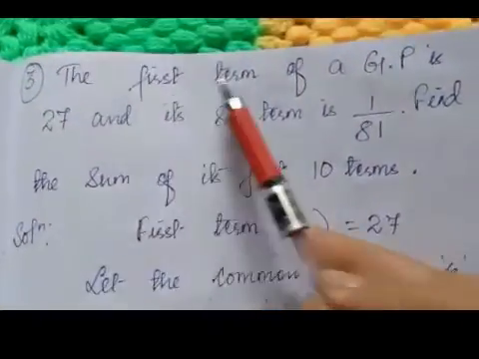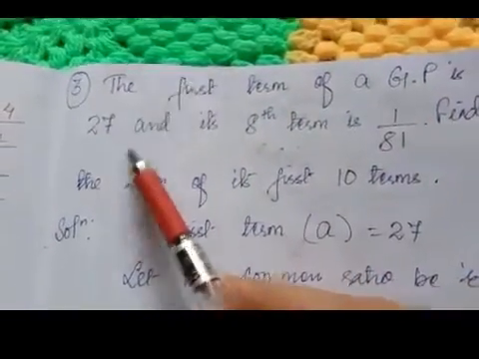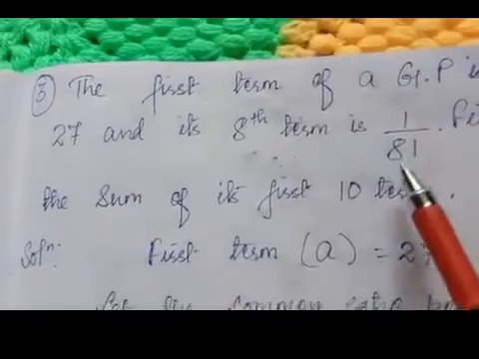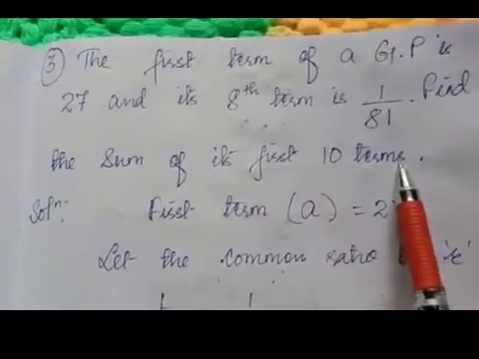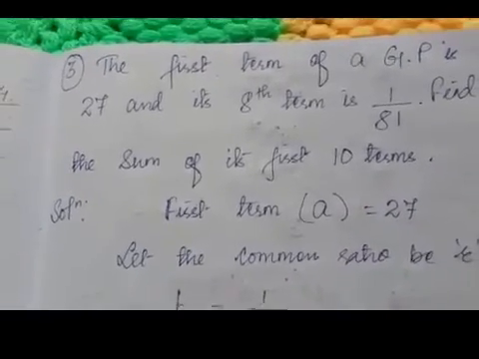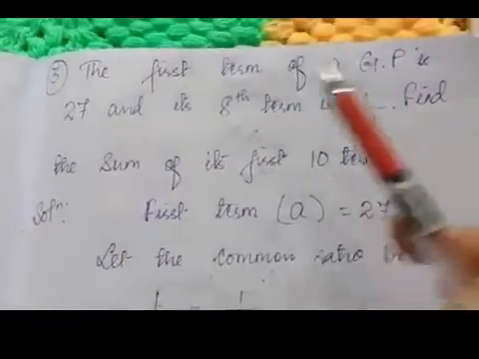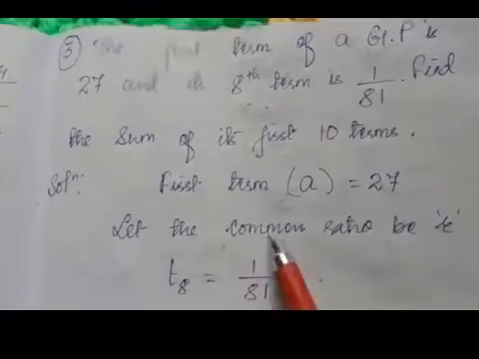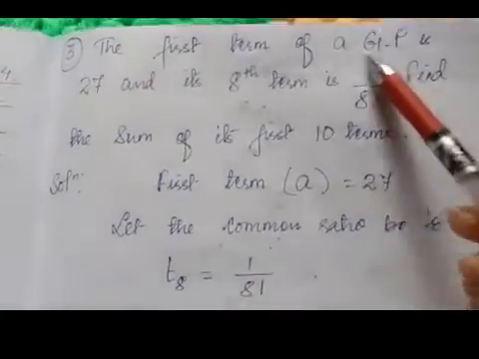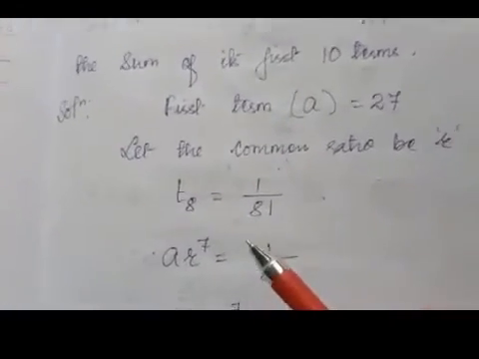Now next question is question number 3. The first term of a GP is 27. Here the value of A is given, 27, and its 8th term is 1 by 81. Find the sum of its first 10 terms. So here in this GP you have to find the sum of its first 10 terms. Here the value of A is given 27 and the value of R is not given. So let the common ratio be R. The 8th term is given as 1 by 81. From here we can find the value of R.